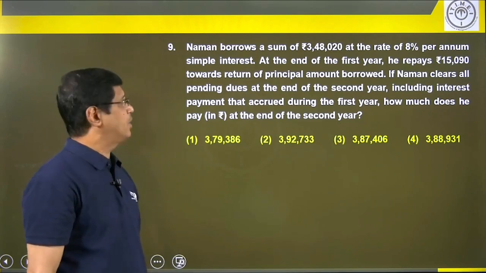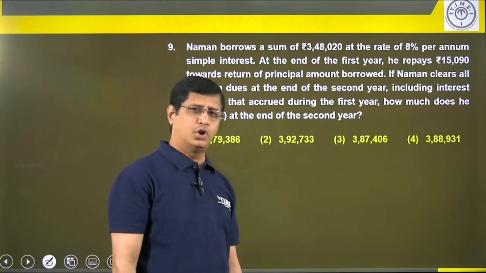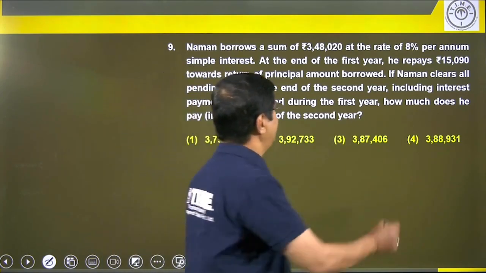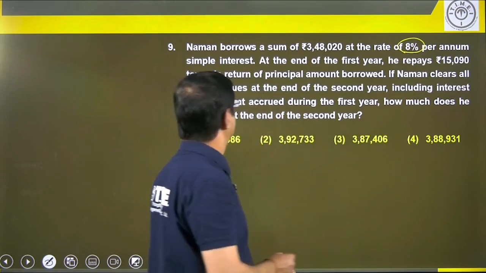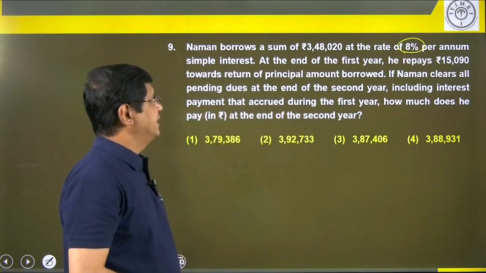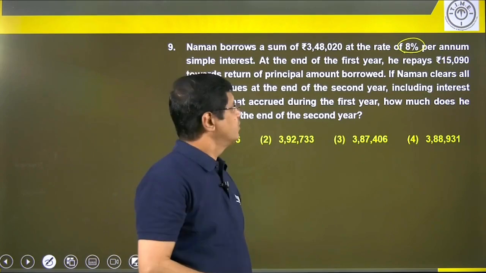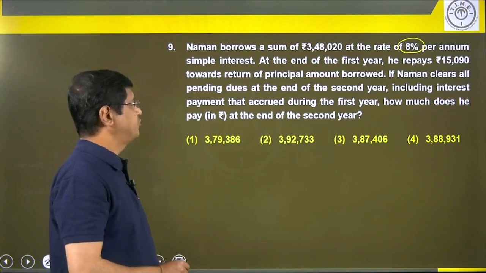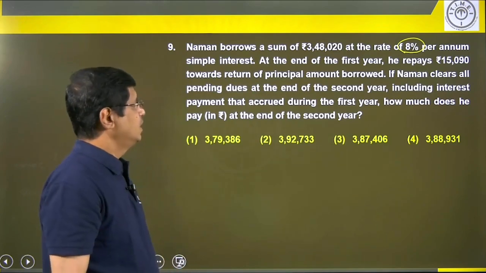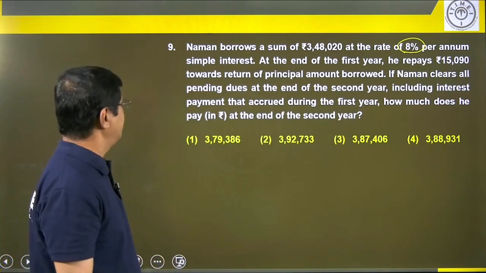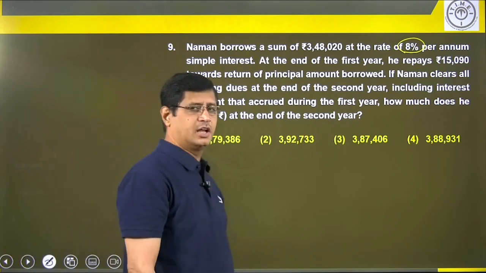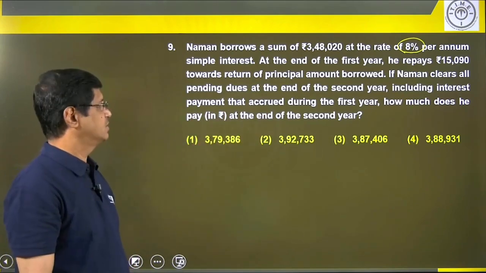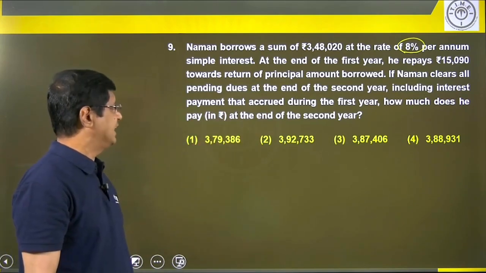Naman borrows a sum of rupees 3,48,020 at the rate of 8% per annum, simple interest. At the end of the first year, he repays 15,090 towards return of principal amount borrowed. If Naman clears all his pending dues at the end of the second year, including the interest payment that occurred during the first year, how much does he pay at the end of the second year?